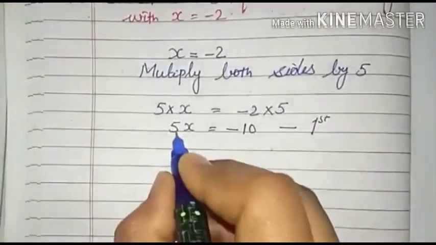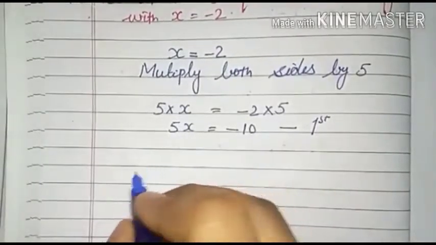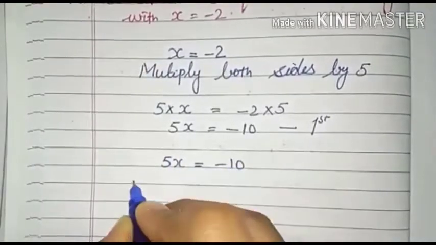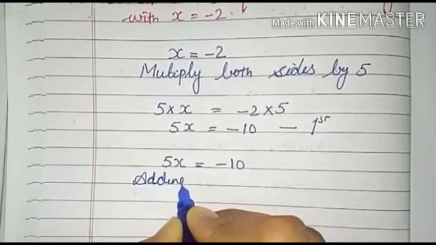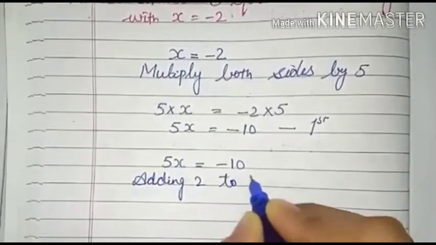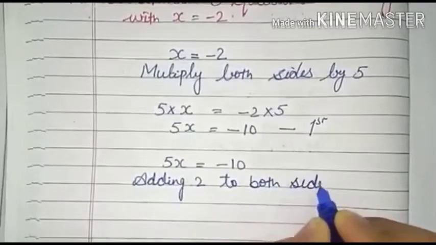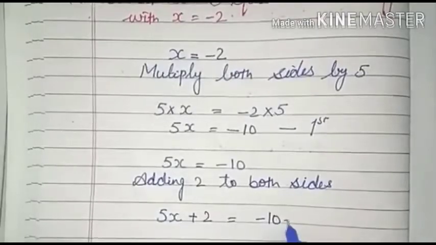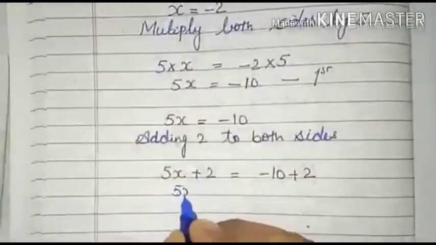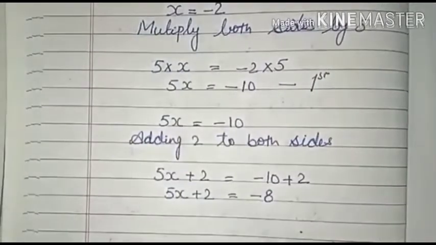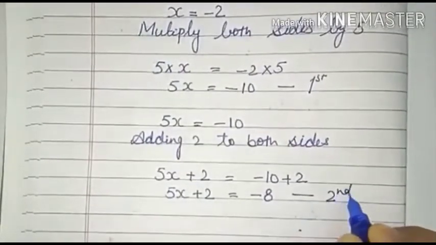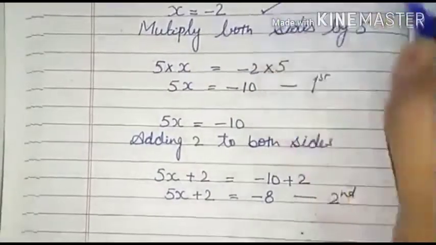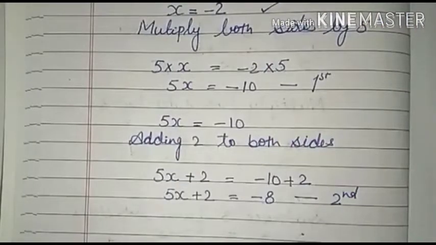And now you can continue with this. I will show you that 5x is equal to minus 10. Now I am going to add, adding 2 to both sides. 5x plus 2, minus 10 plus 2. So it will come 5x plus 2 is minus 8. This is our second equation. And if you solve, you will get the same solution, x is equal to minus 2.